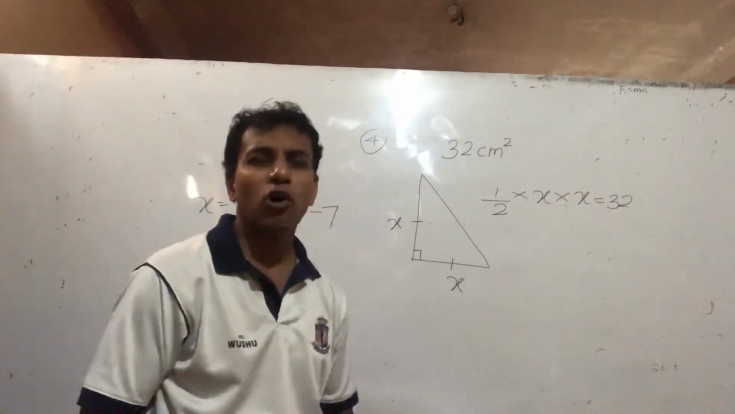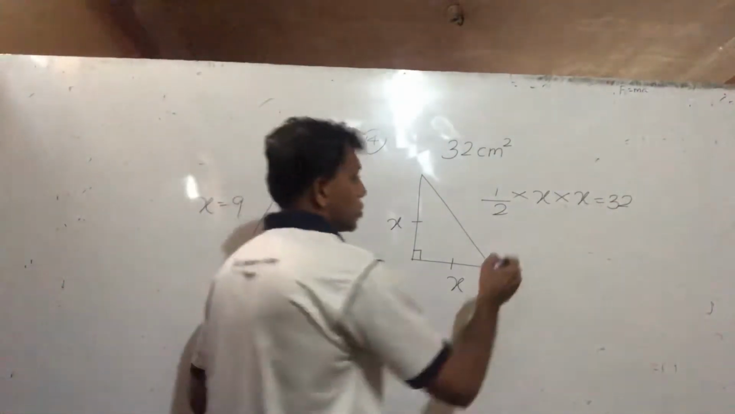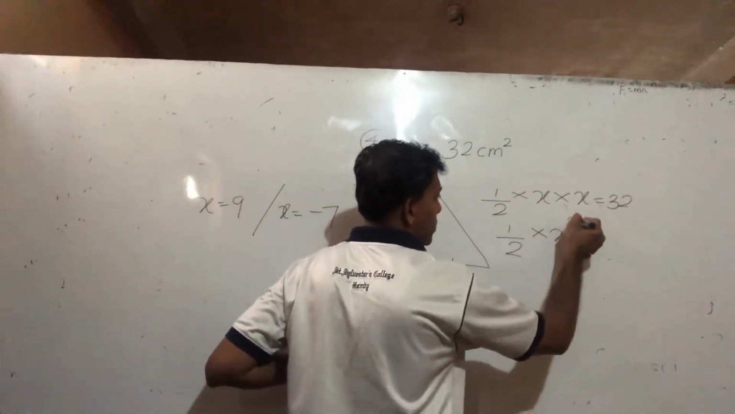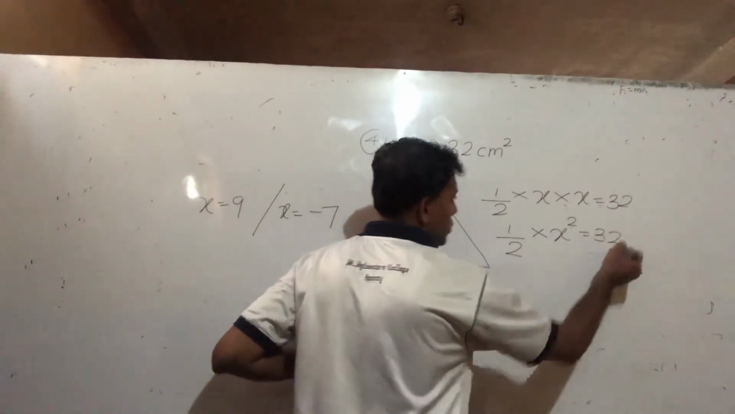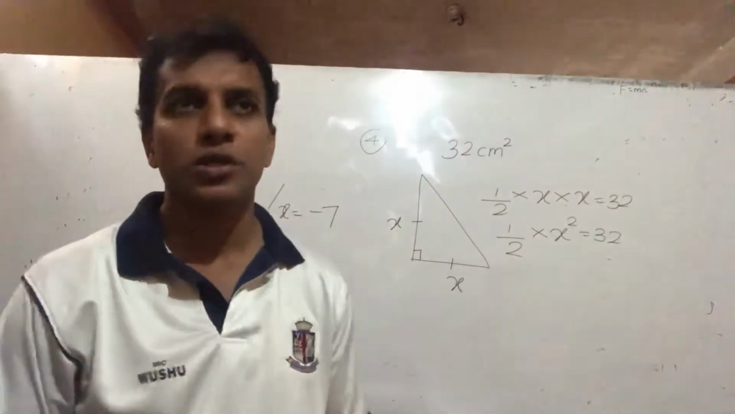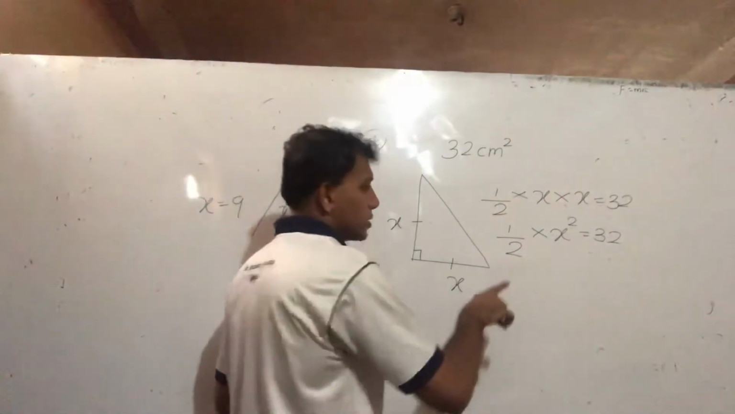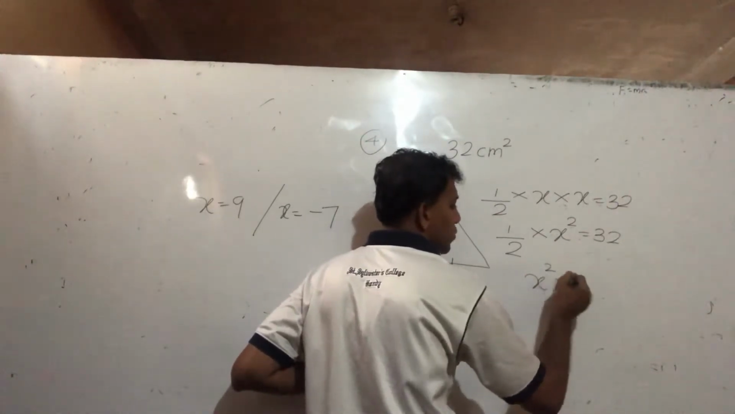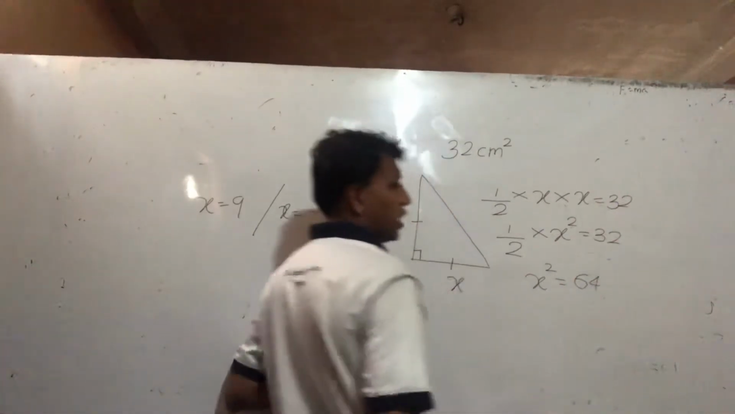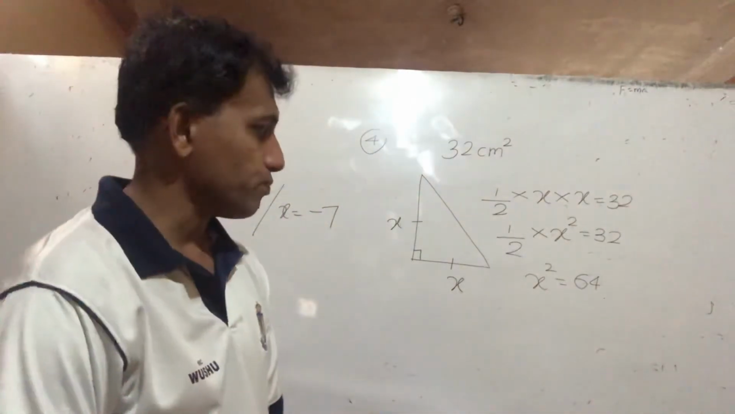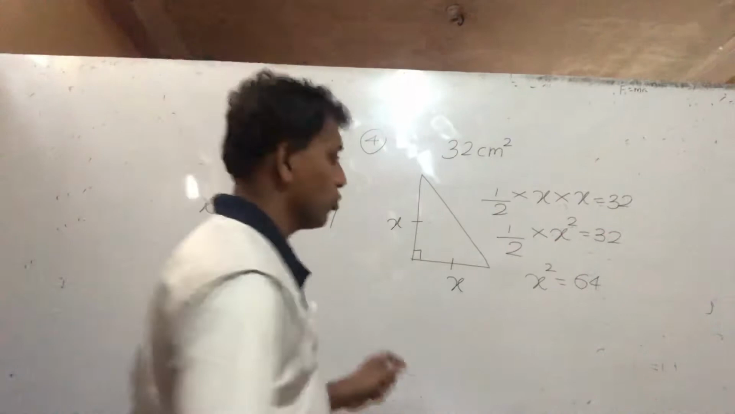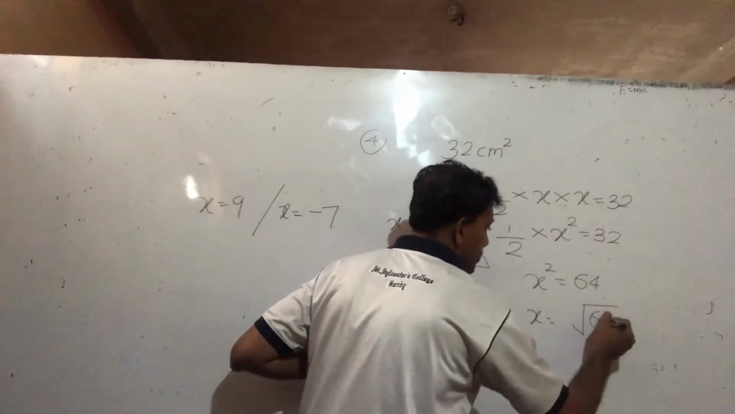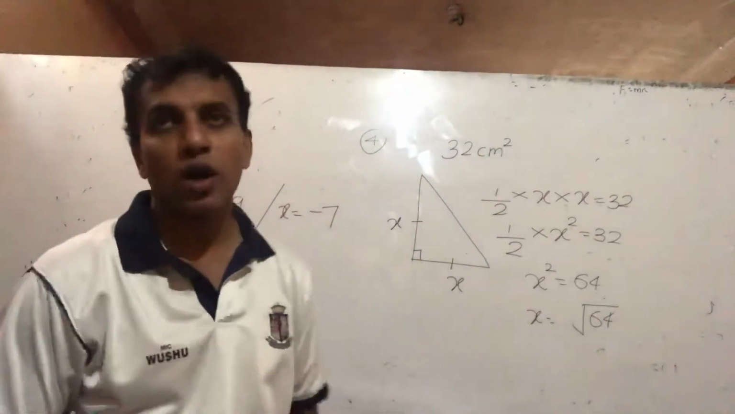So build up a quadratic form, x square form, right? So half x multiple x, x square equal 32. So here only x square, no x terms, only x square. So here equals multiple, this multiple. So x square is 64. So x square is 64, x answer what? Put the square root. Square 64 means x is square root.